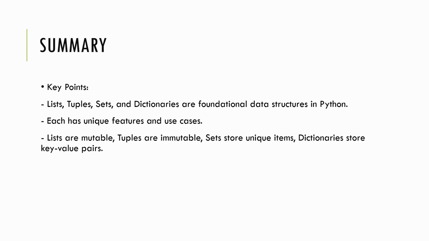To summarize, today we have covered Python's fundamental data structures like lists, tuples, sets, and dictionaries. Each data structure has its unique characteristics and use cases. Lists are mutable, tuples are immutable, sets store unique items, and dictionaries store key-value pairs. Mastering these will make it easier to work with data in Python.